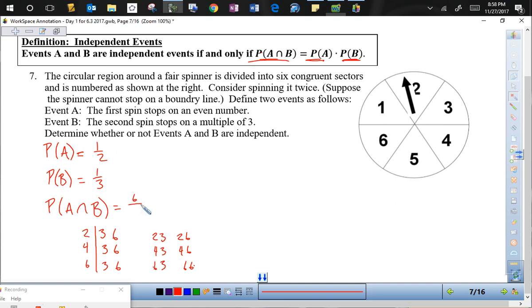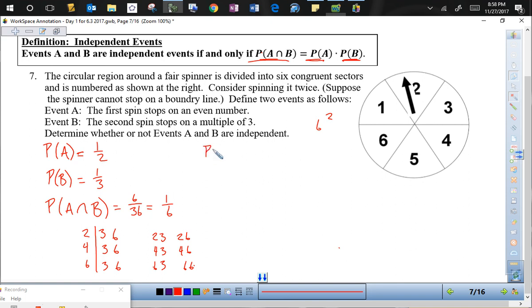We just have to talk about the total. When you spin twice, you've got 6 outcomes repeated twice, so 6 squared has a total of 36 outcomes when you're spinning it twice. So 6 out of 36 reduces to 1/6. Now let's go compare. Okay, if these are independent events, the product should be equal to that intersection.